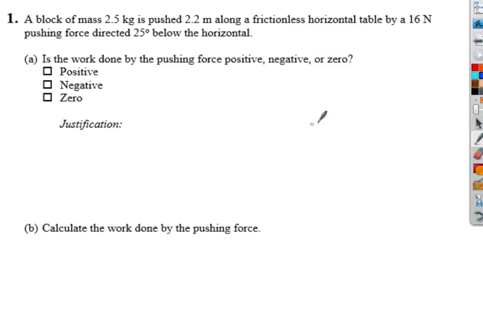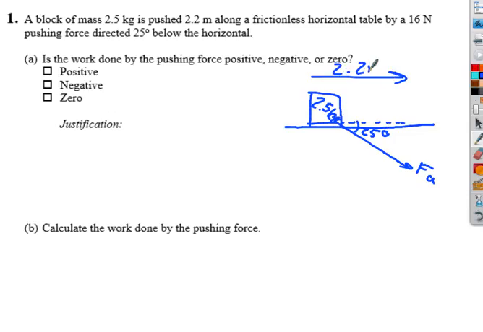Okay? So, I should probably draw this out. I have this box, 2.5 kilograms. I should draw that bigger next time. It has a force that's directed 25 degrees below the horizontal. So some force F, I'm going to call it F applied, at an angle 25 degrees below the horizontal. And it's moving 2.2 meters. Now, could you have said that this object was moving to the right or left? Sure, it doesn't really matter.